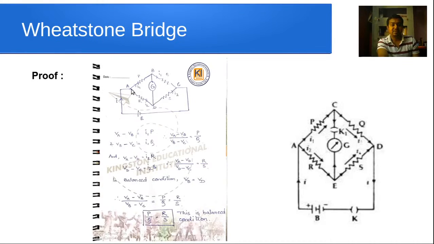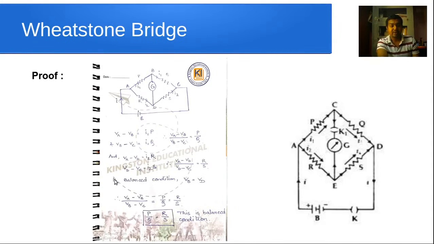And again, from the second path I2, VA minus VD is the voltage drop across R. So VA minus VD equals I2 into R. And in the same way, VD minus VC is the voltage drop across S. VD minus VC equals current into resistance, I2 into S. So dividing the whole equation, (VA minus VD) by (VD minus VC) equals R by S. Why? Because the current I2 is the same and cancels out.